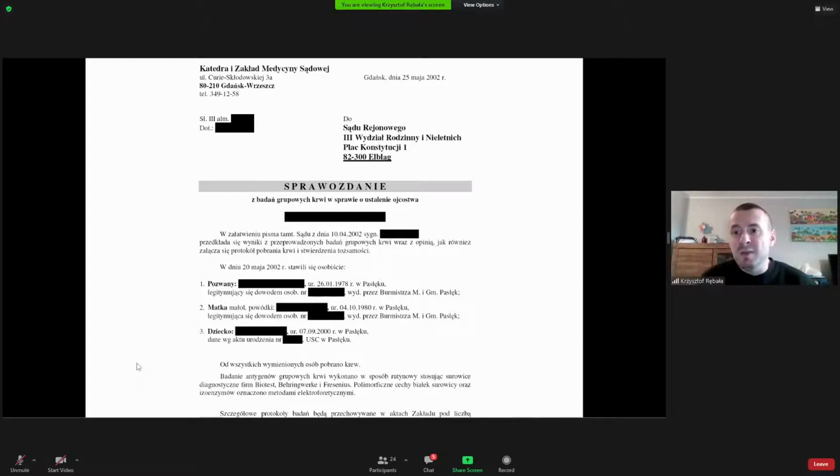if a person, for example a putative father, is a bone marrow recipient, can we perform blood group typing for paternity testing? What do you think? Can we perform blood group typing for paternity testing if a putative father is a bone marrow recipient, underwent a bone marrow transplant?